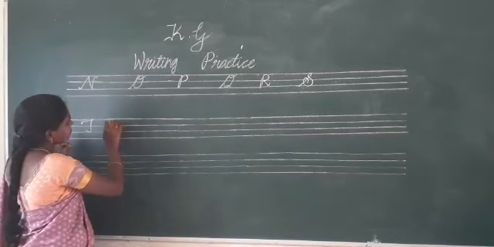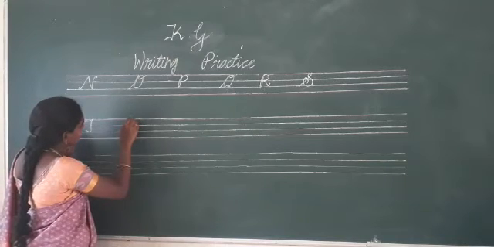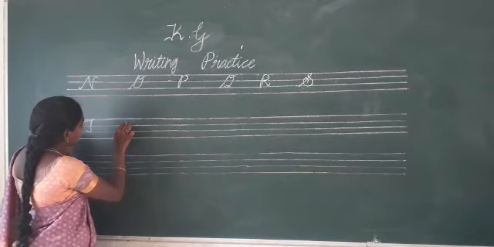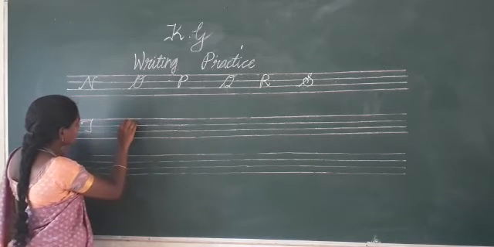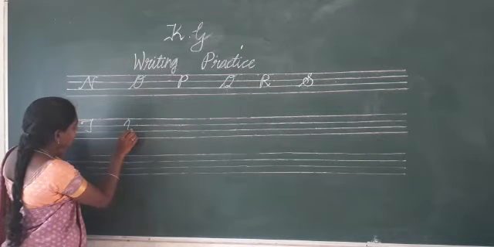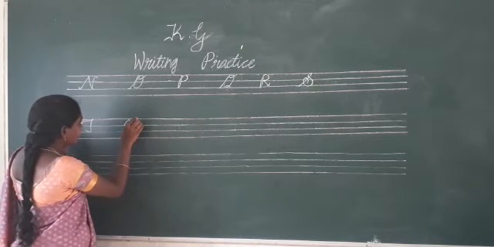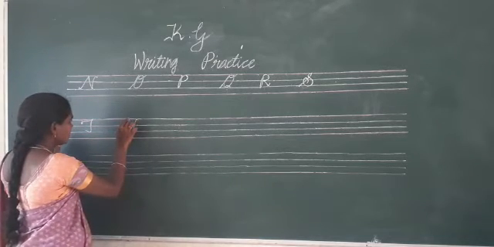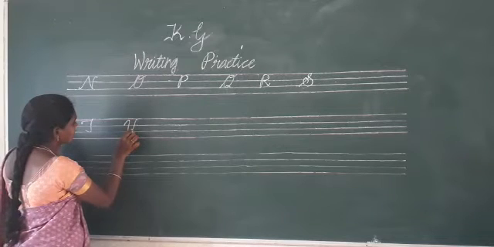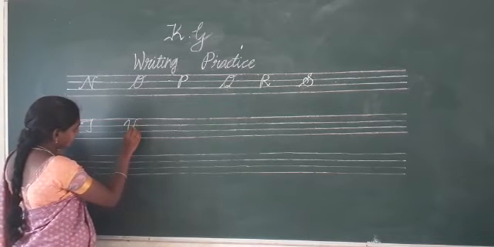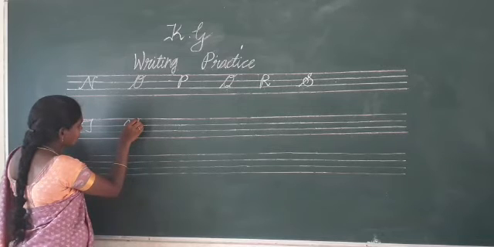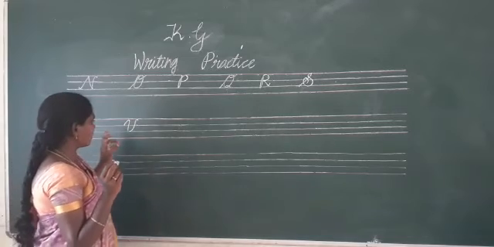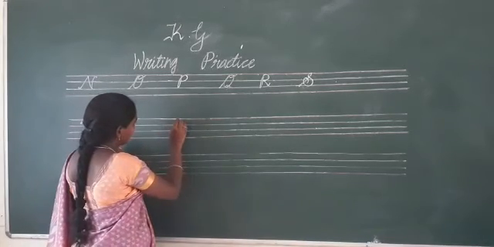Then next to T is U. How to draw U? I have to start from here, a little bit slanting and then an upward curve and end like this. This makes letter U. Okay children, a slanting, an upward curve and another slanting and a small bend. This makes the letter U.